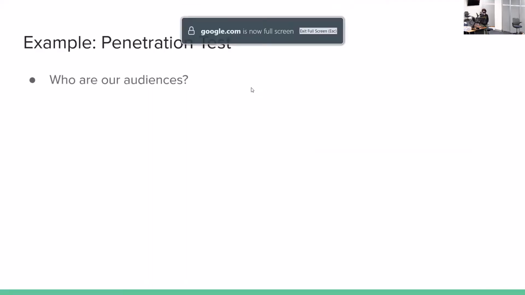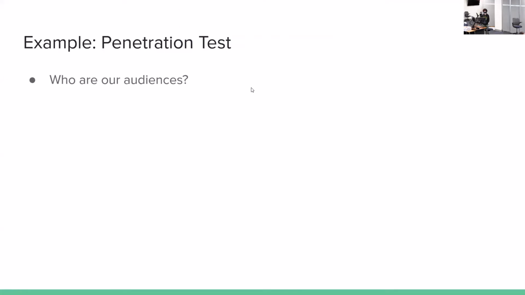I've got another example set up, which is a penetration test. Originally, I was going to do a postmortem of a CPTC, but I'm still under NDA about that because we won. So instead, I'm talking about this a little bit more broadly, which is: who are our audiences for a penetration test? And that's step number one, there's a lot of different people that you're talking to in a final report for a penetration test.